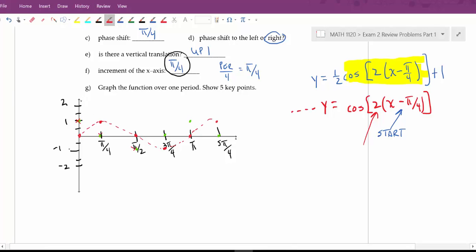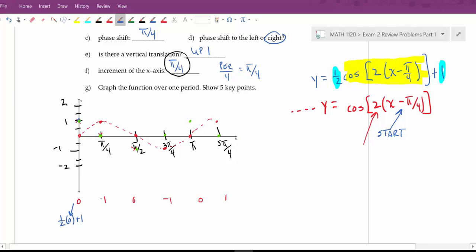The y values we have are 0, 1, 0, -1, 0, 1. So now is where we look at these two numbers, 1/2 and +1. The way you handle this is you go 1/2 times 0 plus 1. If you do that in your head, that's equal to 1, so that point is going to end up being there.